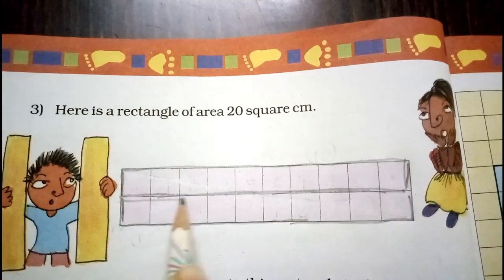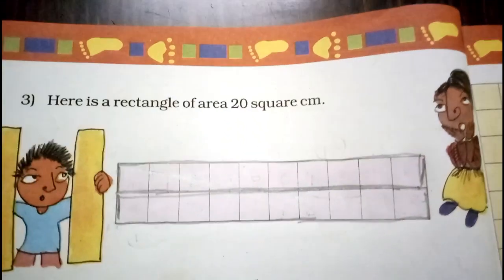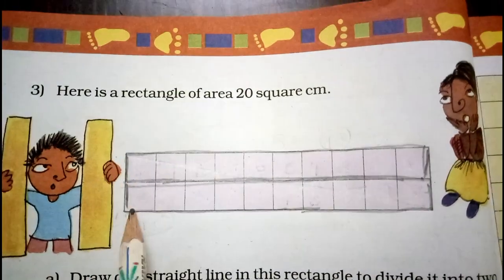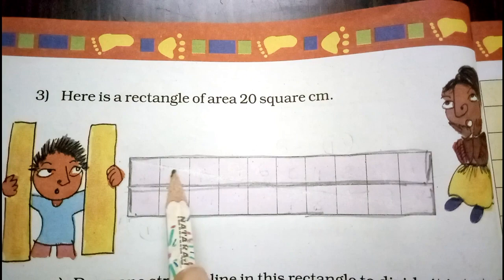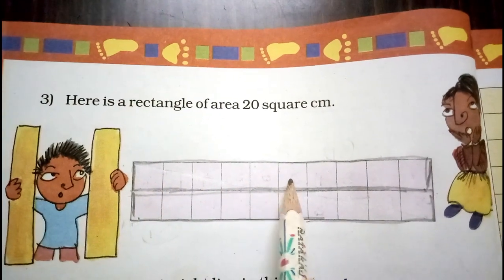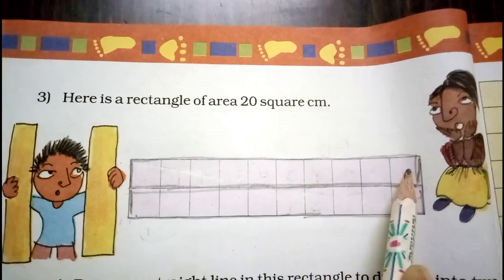What is the area of these two rectangles? Both are equal. One number and two number. Let's find the area of one number. 1 2 3 4 5 6 7 8 9 and 10.